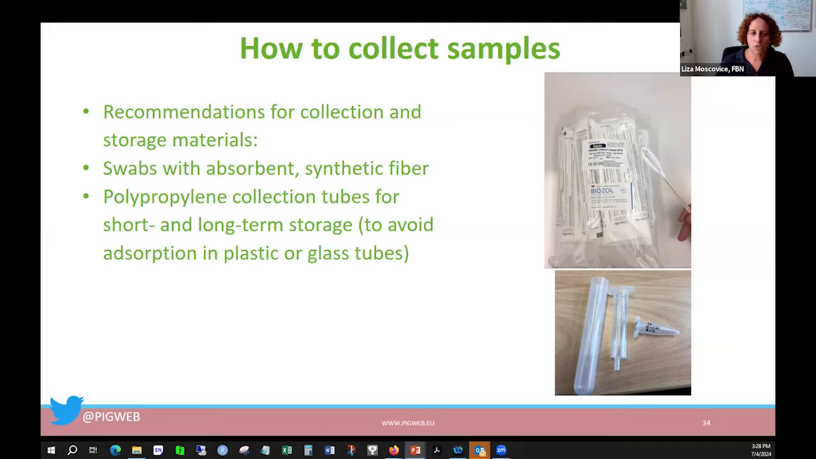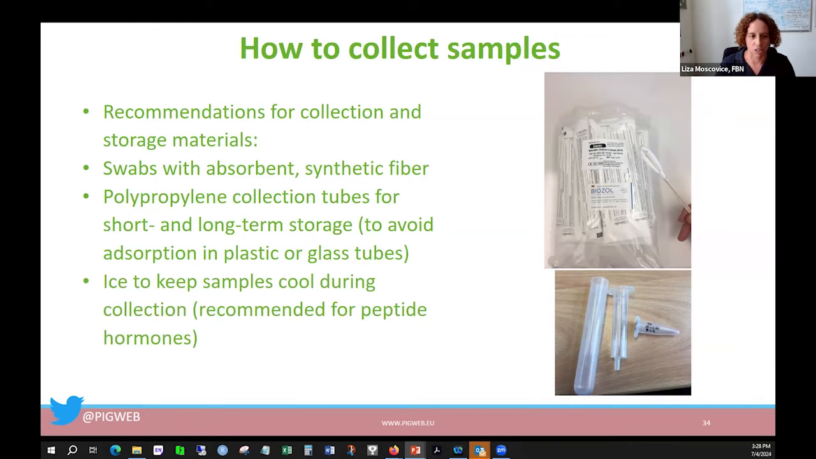Your collection and storage tubes also really matter. Try to use polypropylene tubes and avoid plastic or glass for short-term and especially for long-term storage. And the reason is because there's evidence that hormones can sometimes bind to plastic or glass, and then they can't always come out from that. So you can lose some of the concentration of the hormone if you're using those other materials.